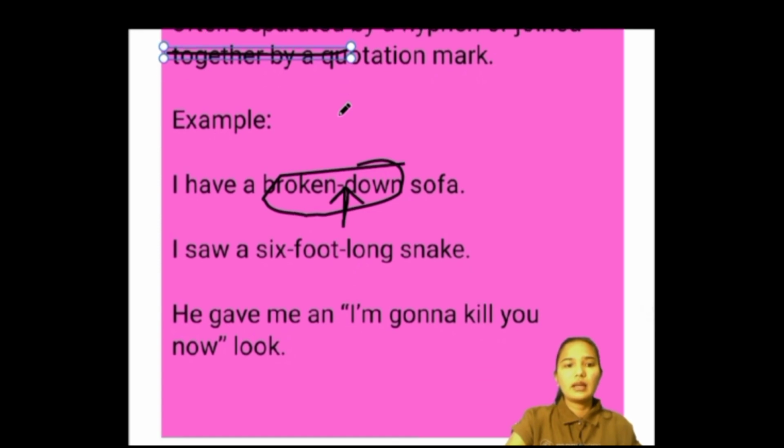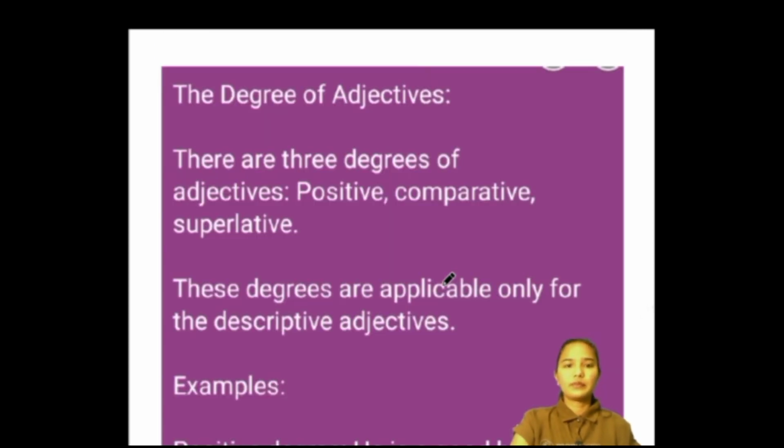Okay, now: I saw a 6-foot-long snake. Here also these words are combined. And the other one is: he gave me an I'm-gonna-kill-you look. Right. So this is all about it.